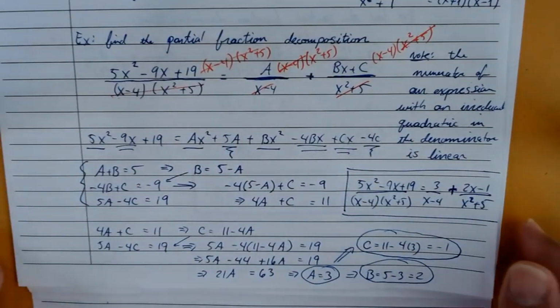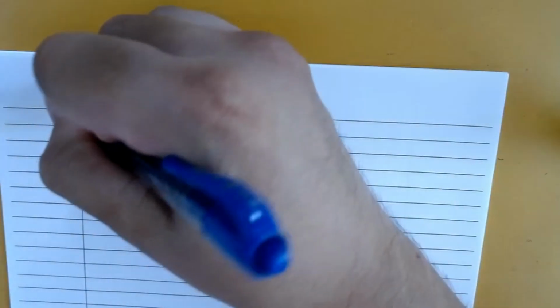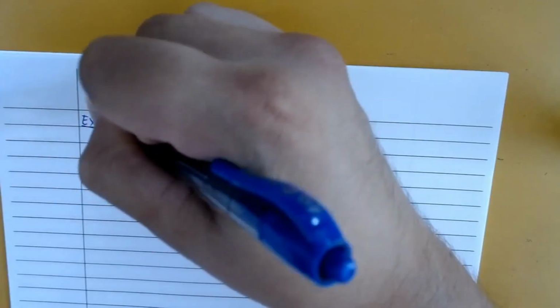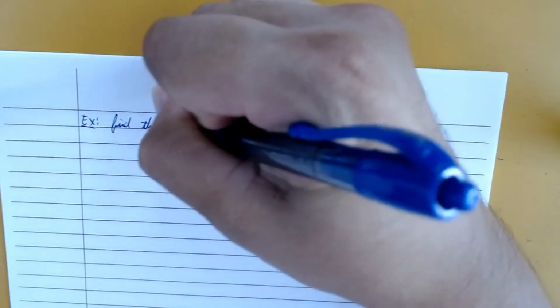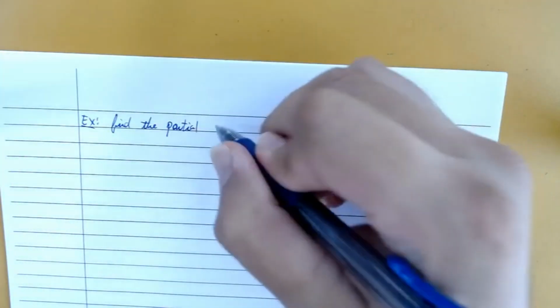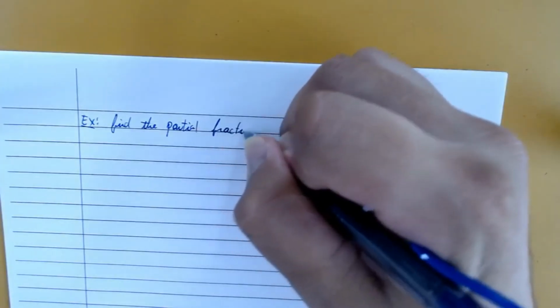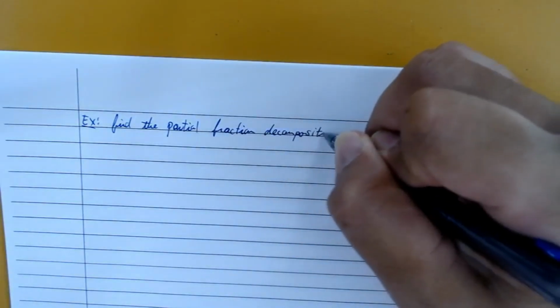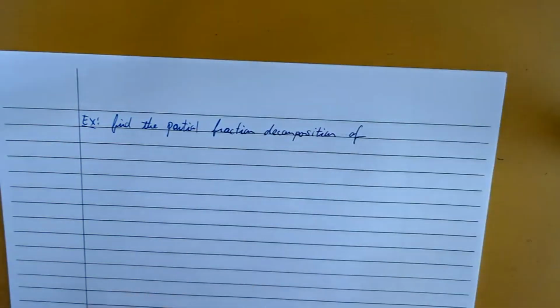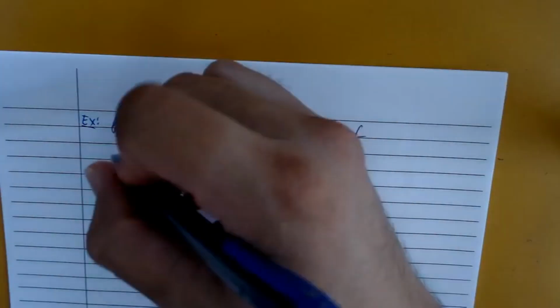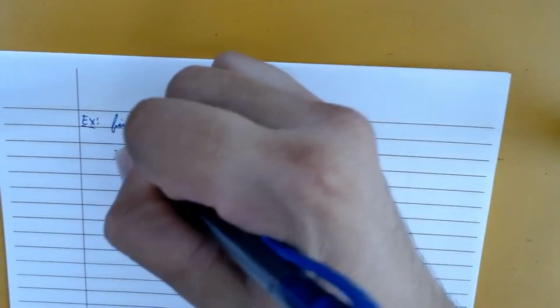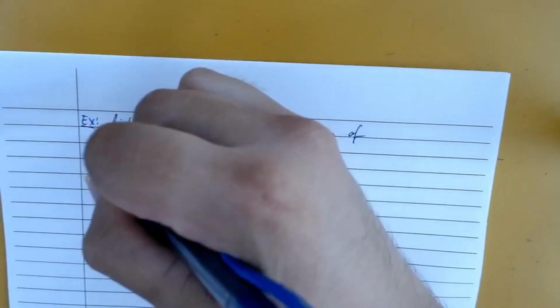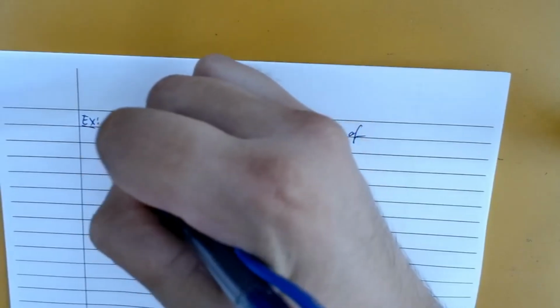All right, so go ahead and give this a try. You're going to find the partial fraction decomposition of, let's go with this one, 3x minus 5 over x cubed minus 1.